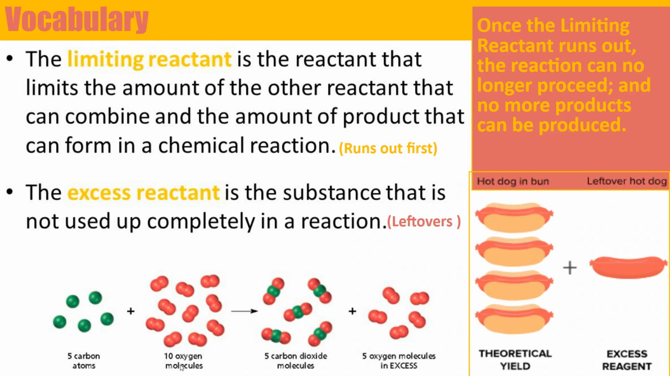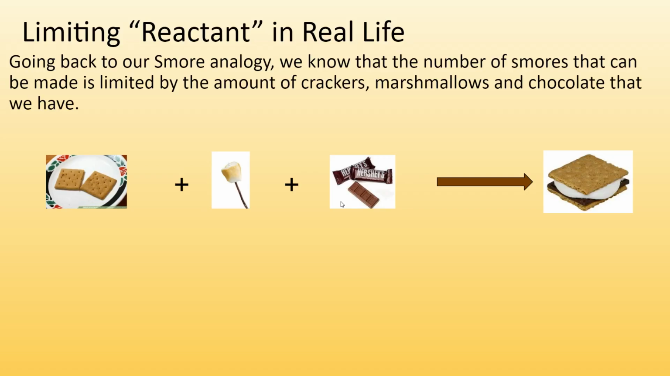5 carbon atoms, 10 oxygen atoms, carbon dioxide, so we can only make 5 molecules of carbon dioxide, and there are excess oxygen atoms, which means that our carbon is our limiting reactant. Pause the video here if you need to get down those definitions. Either example works. Let's talk about those s'mores again.